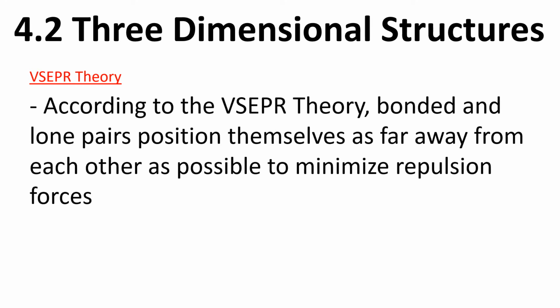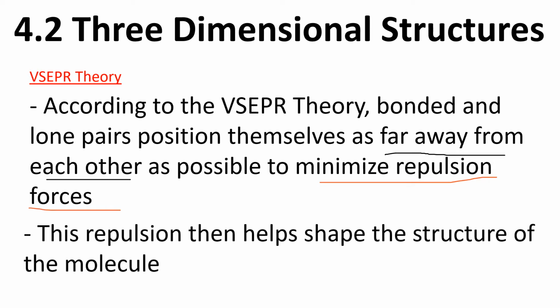So according to the VSEPR theory, bonded and lone pairs position themselves as far away from each other as possible to minimize this repulsion force. Everything is repelling. So this repulsion helps shape the structure of the molecule.